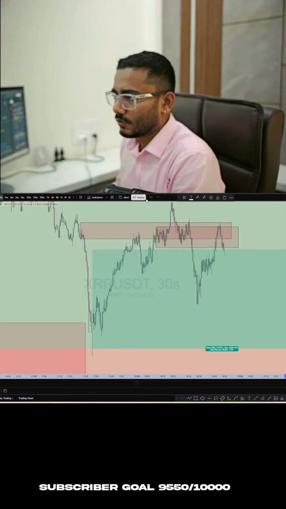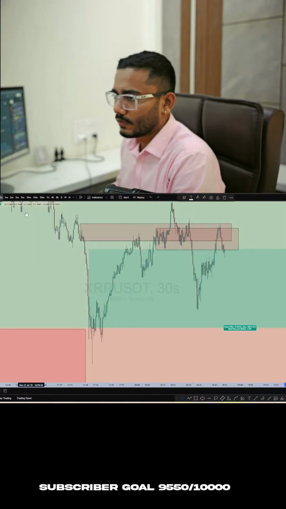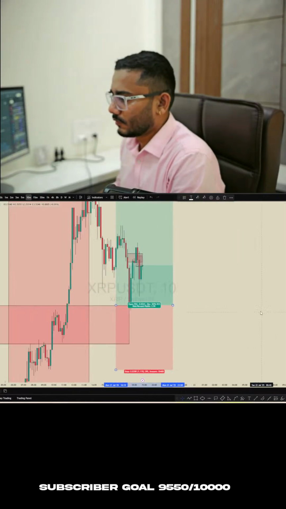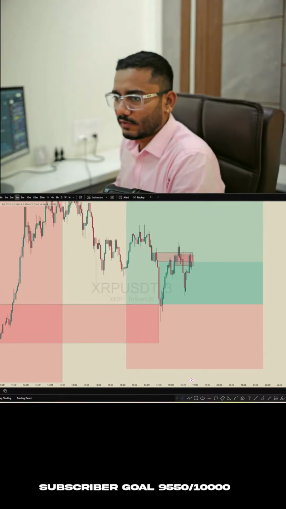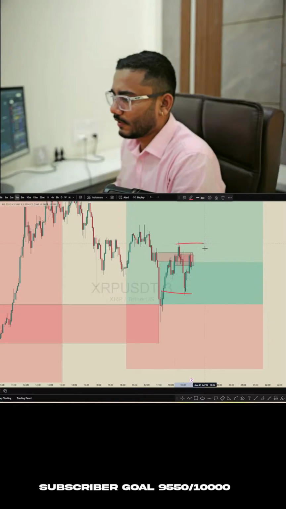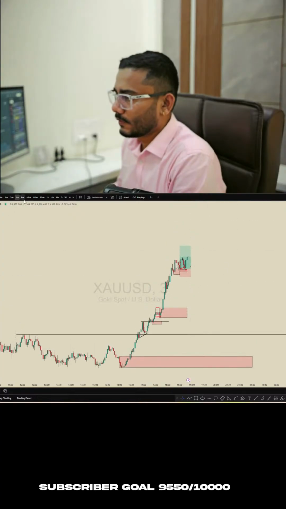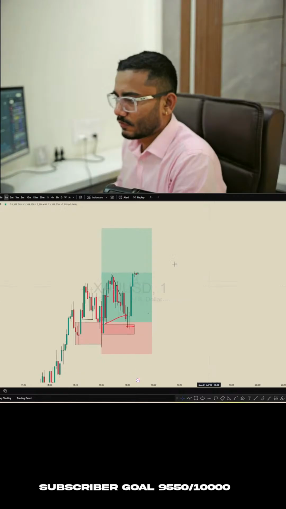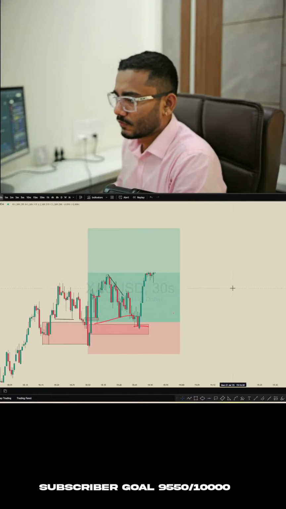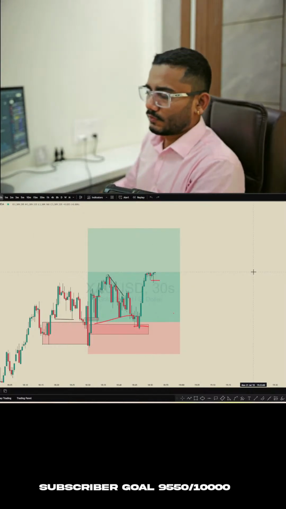Okay, on XRP, price reacted from this order block and it's creating more liquidity to the upside. Let's see what happens. This candle swept out the previous candle and it should continue higher now.